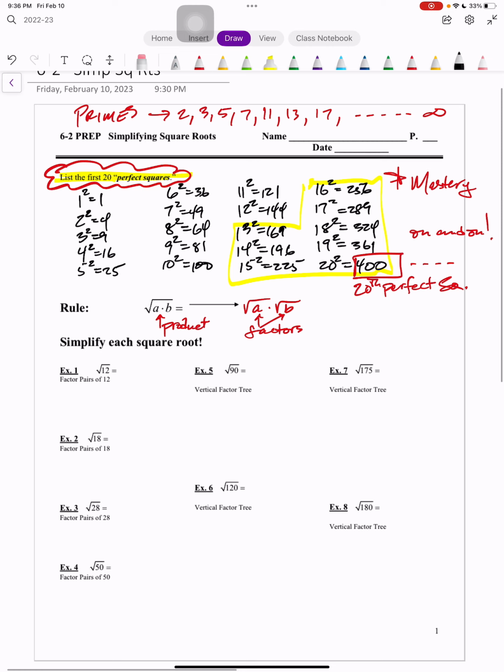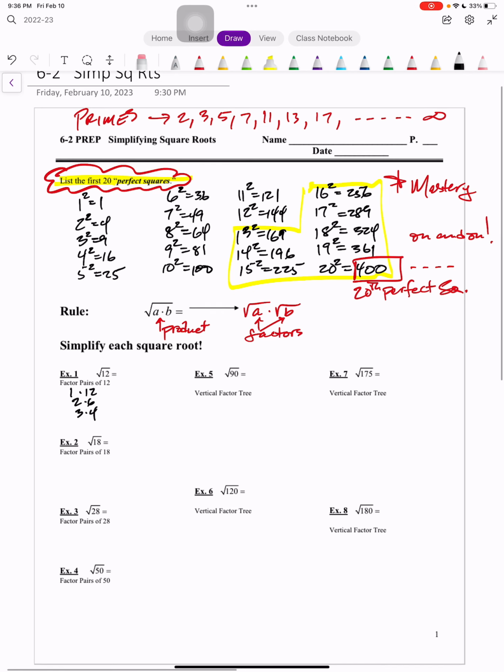So for example, I start off with factor pairs of the number. If we're simplifying root 12, what we want to do is write the factor pairs of 12, and we start small. The factor pairs of 12 are 1 times 12, 2 times 6, 3 times 4. So we start understanding what factor pairs are all about, because what you want to do is pick the factor pair that involves the biggest square. And the only square in these three factor pairs is 4.